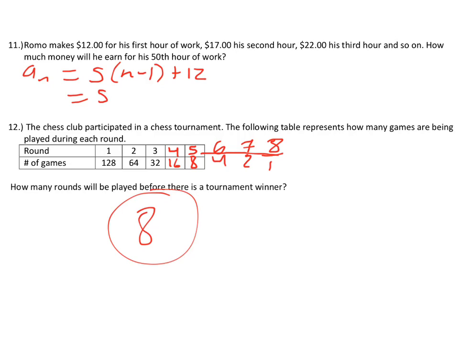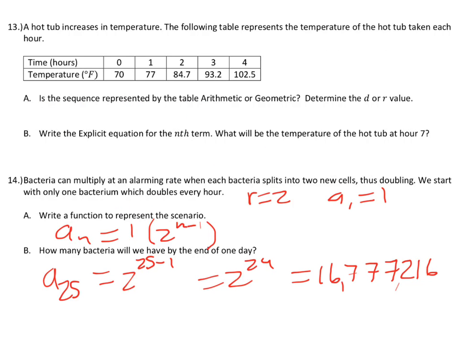Add 12 on the end. If you want the 50th hour of work, you're going to plug in 50. Which is going to give you, hold on one moment, $257, which is not too bad, especially if you got it in 1 hour, so that'd be awesome.